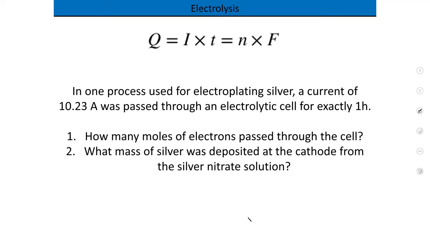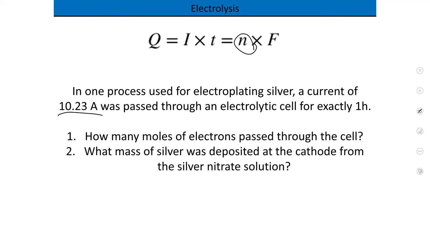So if you know what the current is and the time over which that current was applied, we can actually figure out how many moles of electrons were added. And if you know how many moles of electrons were added and you know what the half reaction is, you can figure out how many moles of your metal were deposited. So in this case, if we have a current of 10.23 amps passed through an electrolytic cell for exactly 1 hour, how many moles of electrons passed through the cell?